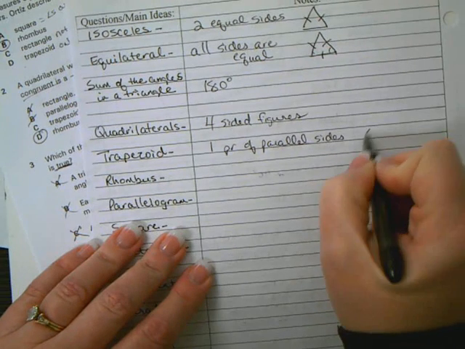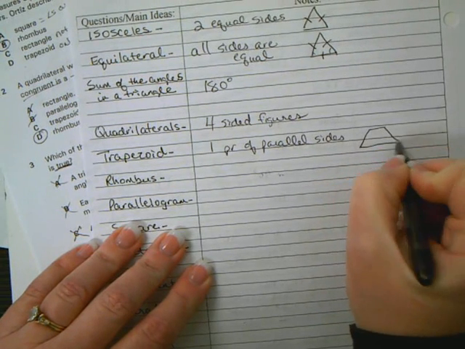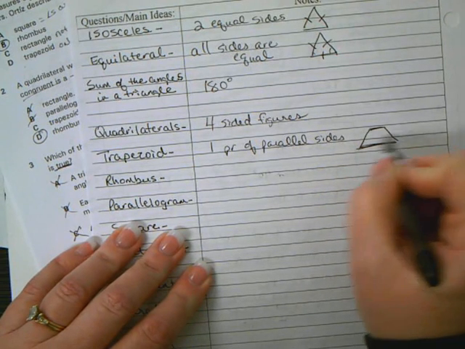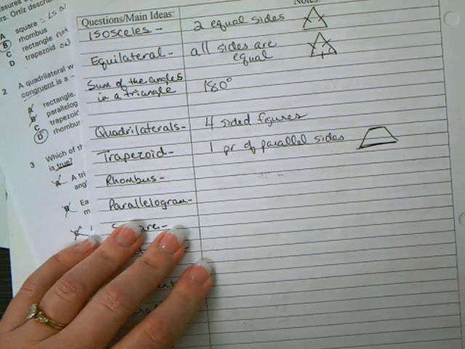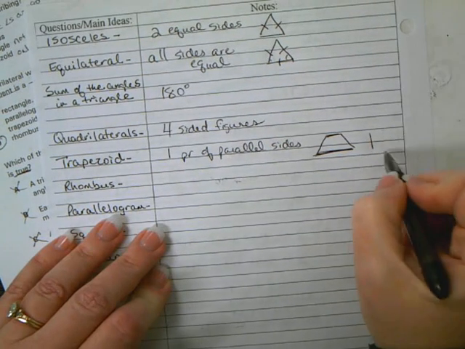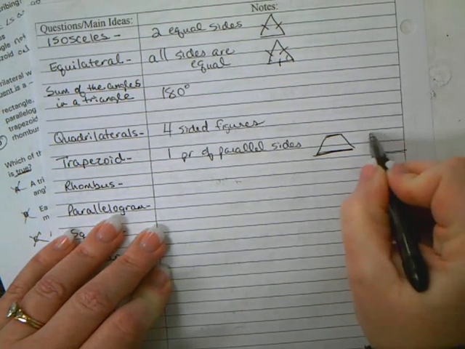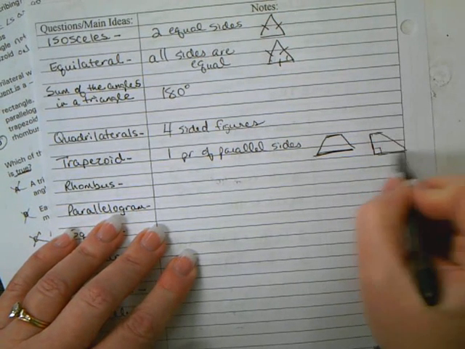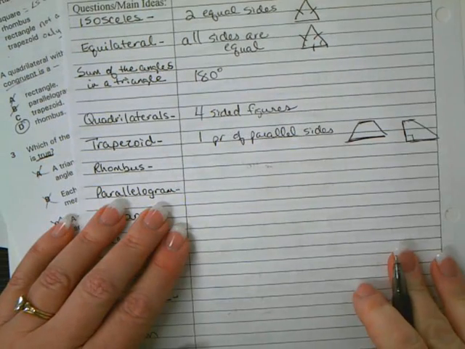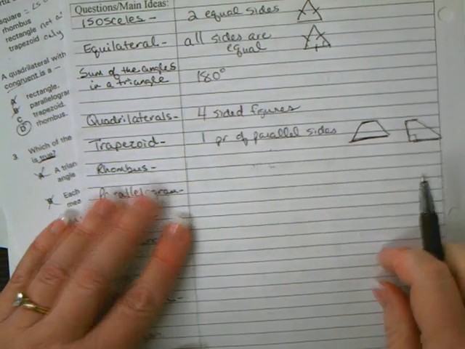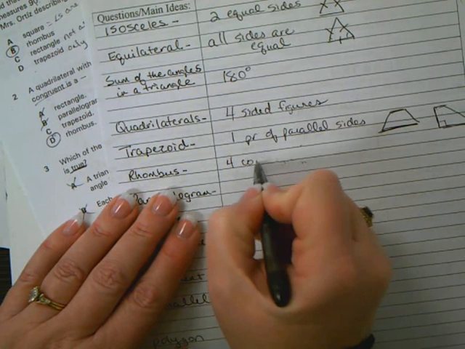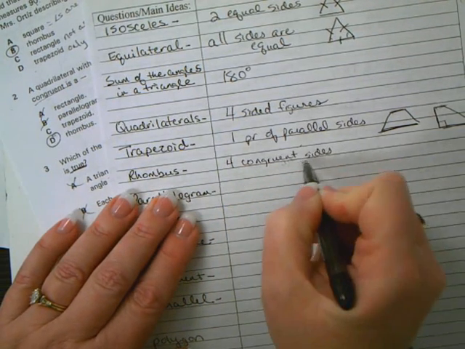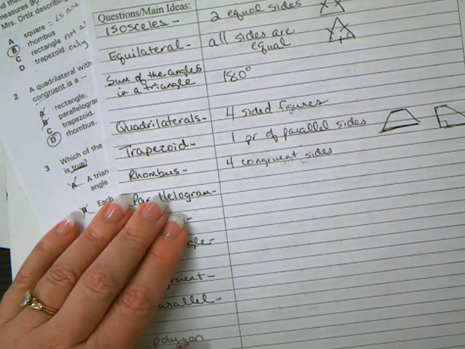All right, quadrilaterals are your four-sided figures. A trapezoid has one pair of parallel sides. It could look like this. And those two parallel sides are called bases. And then these are the legs. It can also look something like this. I can have a right angle there, but I only have one pair of parallel sides. These aren't parallel. So just keep in mind what the definition is.